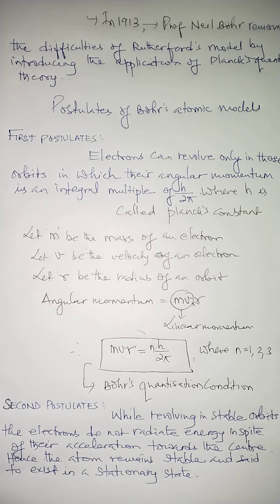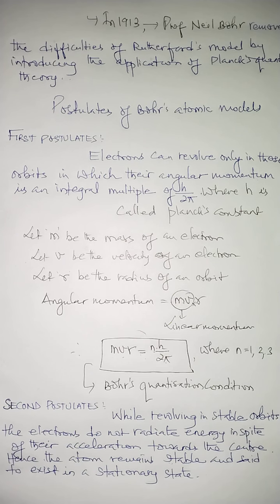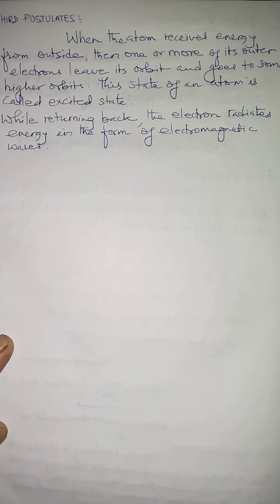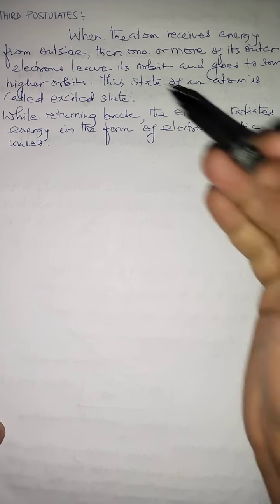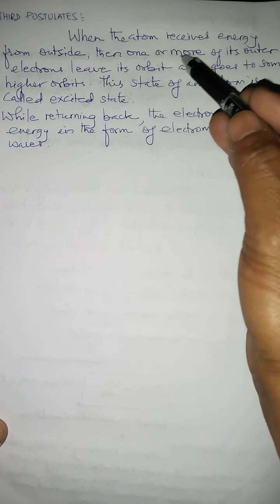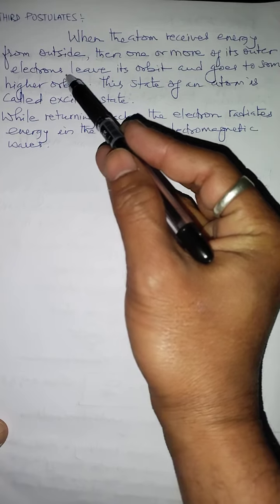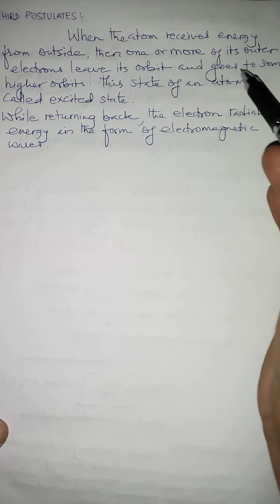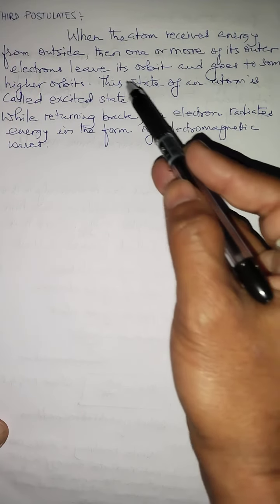Now we have the last, important postulate, and that is called the third postulate. The third postulate states that when the atom receives energy from outside, then one or more of its outer electrons leave their orbit and go to some higher orbit. And this state of an atom is called the excited state.